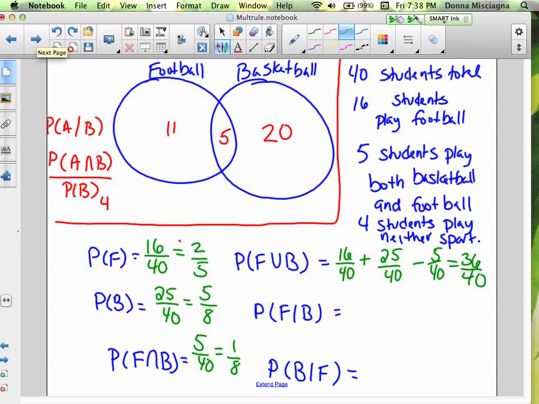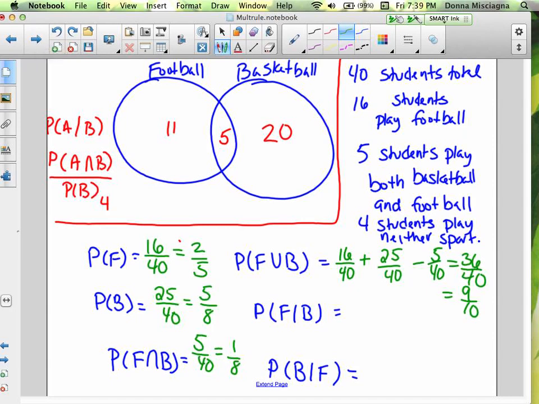Because it should include everybody but the 4 over here, right? That don't play either sport. It's a little check for myself. All right. So now we should reduce. Those are both divisible by 4, so 9/10. So 9/10 of these 40 students play one of these two sports, or both of these two sports. But they play at least one of these two sports, and then 1/10 they don't play any of these sports.